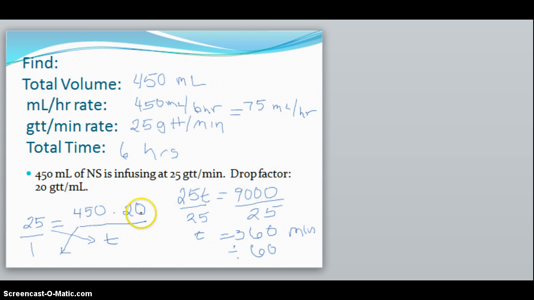So we use the formula again right here. We use the formula a little differently this time because they ask us to solve for time, and we already knew the rate. Once we figured out the time, we were also able to calculate the milliliter per hour rate. So let's look at one more example.